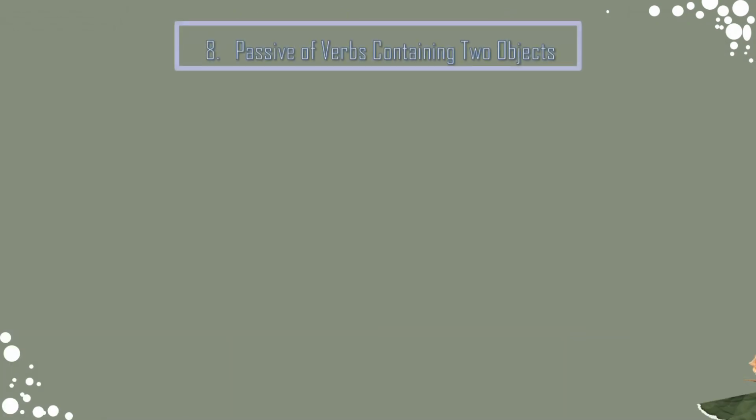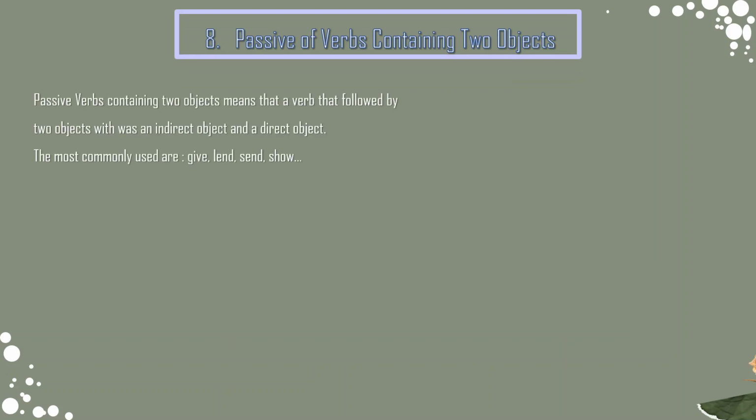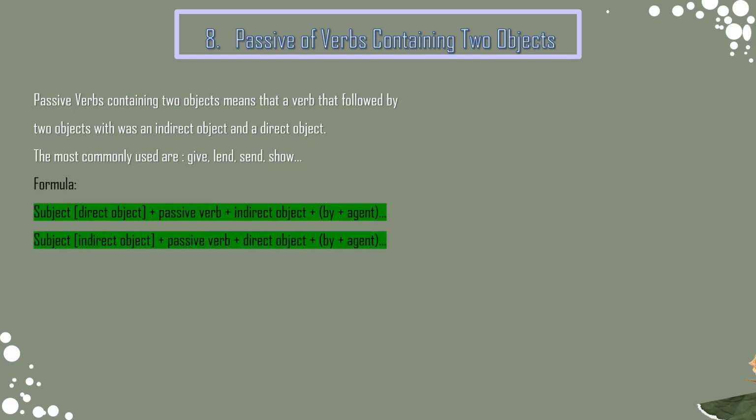Next, passive of verbs containing two objects. This means a verb that is followed by two objects, an indirect object and a direct object. The most commonly used are give, lend, send, show. And this is the formula: subject, which is the direct object, plus passive verb plus indirect object plus by plus agent. Next, subject, which is the indirect object, plus passive verb plus direct object plus by plus agent.